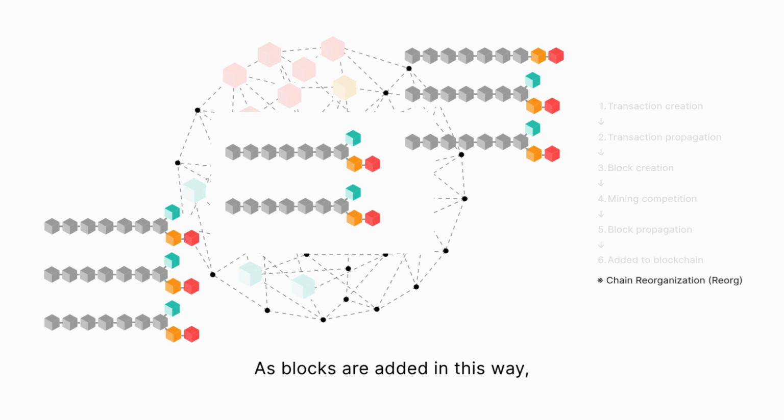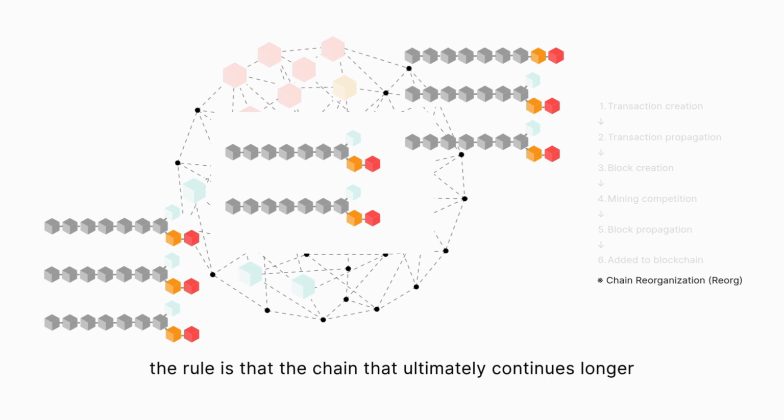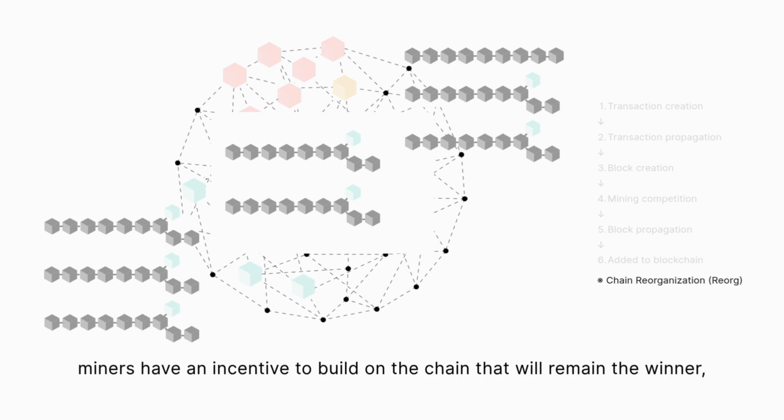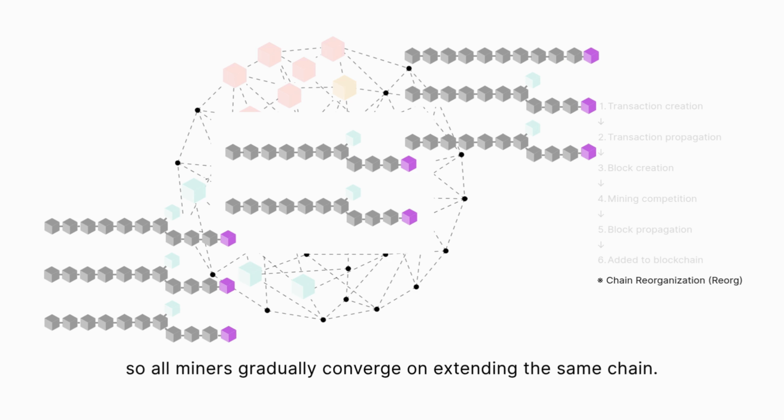As blocks are added in this way, the rule is that the chain that ultimately continues longer is regarded as the valid blockchain. As this process continues, miners have an incentive to build on the chain that will remain the winner, so all miners gradually converge on extending the same chain.